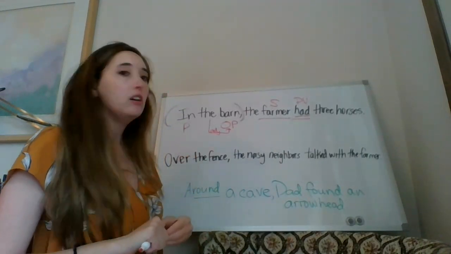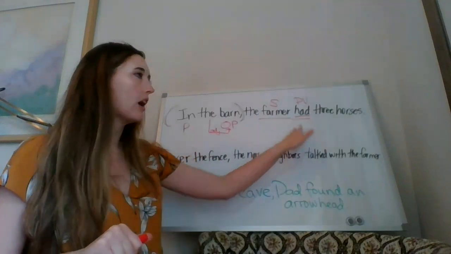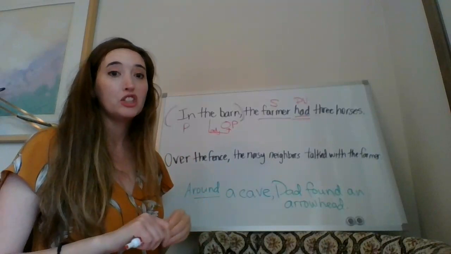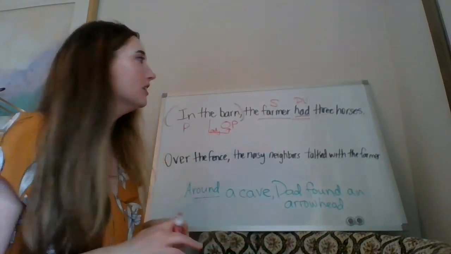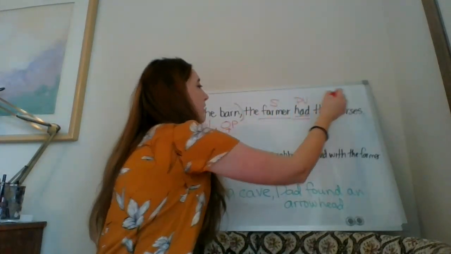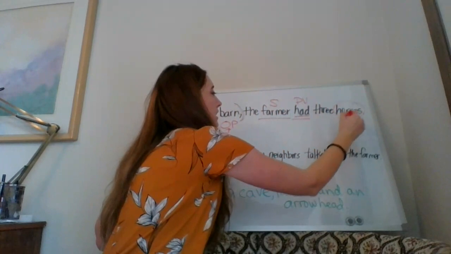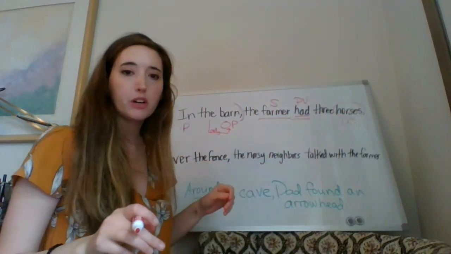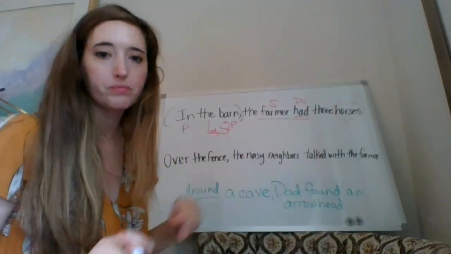Okay, now let's see if there's a direct object. Does the sentence tell us that the farmer had something or someone? I want you to say it out loud. What did he have? Horses. So, this sentence tells us that farmer had horses. So horses is an objective element because it completes the meaning of an action verb. It is a direct object because it tells us what farmer had. So we label it with DO.